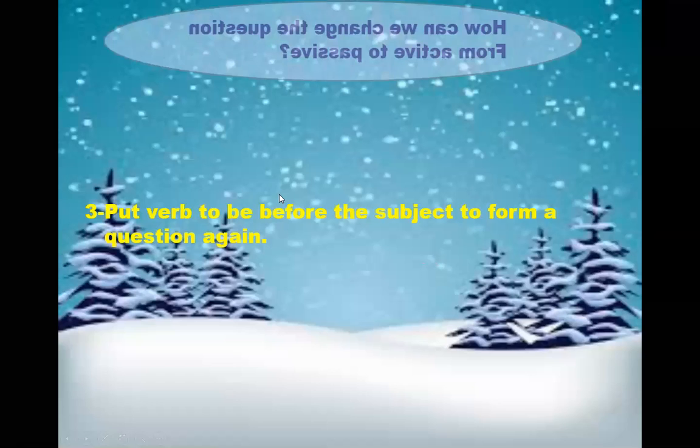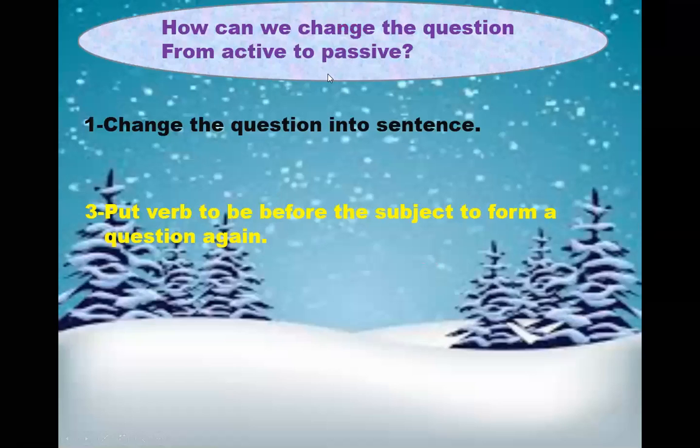If you have got a question, how can we change the active question into a passive question? First, we change the question into a sentence. We make the question a sentence, and then change the sentence to passive. Finally, put the verb to be before the subject to form a question. How can we do this?